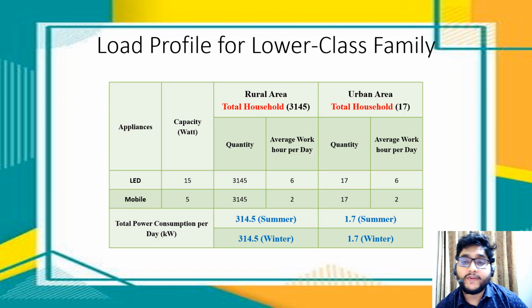For load profile for lower class family, rural area is about 3045 and urban area is 17. The total power consumption per day is 314.5 in summer and 314.5 in winter. And urban area 1.7 kilowatt in summer and 1.7 kilowatt in winter. We just calculated all this only for the households.